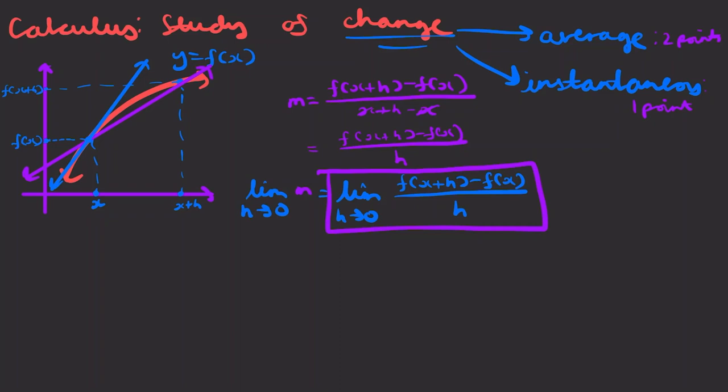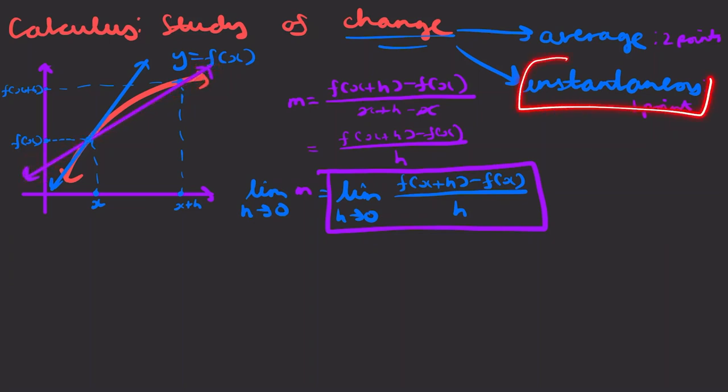Okay, so, what have we just done? We've defined calculus as a study of change. There are 2 different types of rates of change, average and instantaneous. And the way you can find the average rate of change is by finding the gradient of a line drawn between 2 points, and that is your average rate of change between x and x plus h.